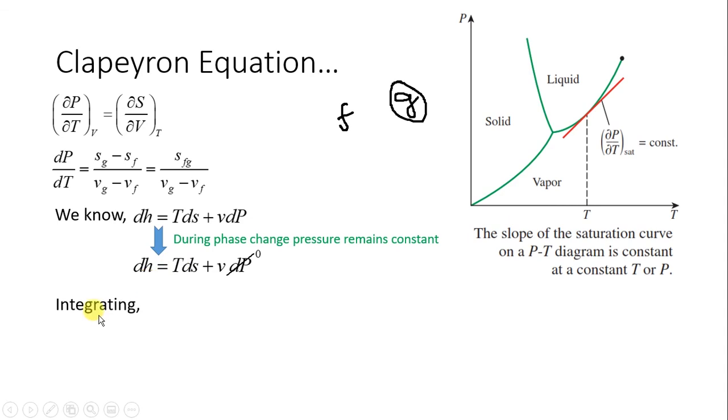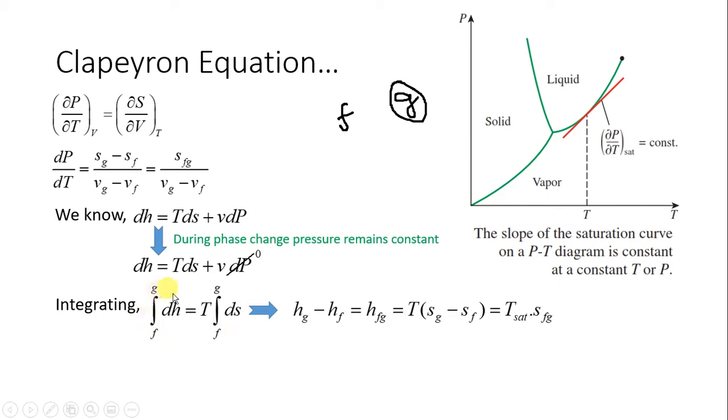Now integrate this equation, dH equal to TdS, from limit f to g, liquid to gas, vapor. So the integral from f to g of dH is equal to T, temperature remains constant, that is why it is taken out of the integration, times the integral from liquid to gas of dS. Now integrate this: this will become Hg minus Hf, which is denoted by Hfg, and on the right hand side you will get T times Sg minus Sf. Now Sg minus Sf can be denoted by Sfg.